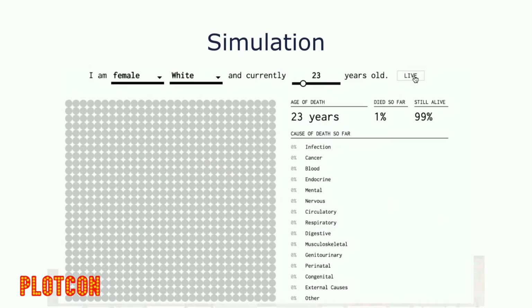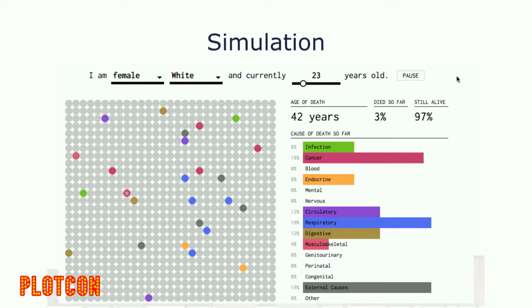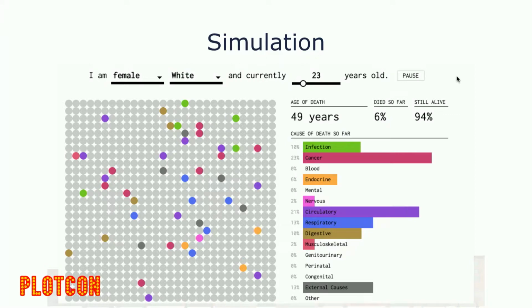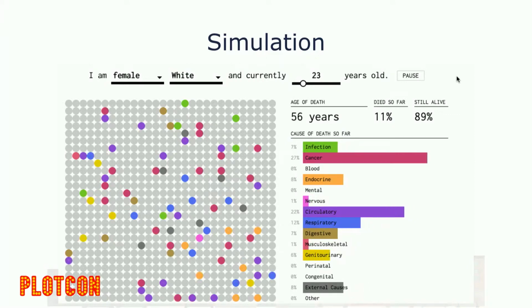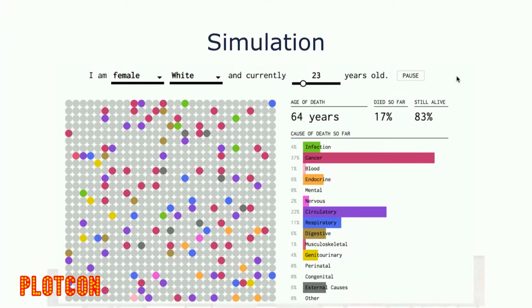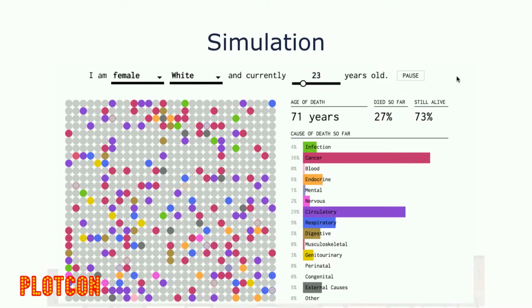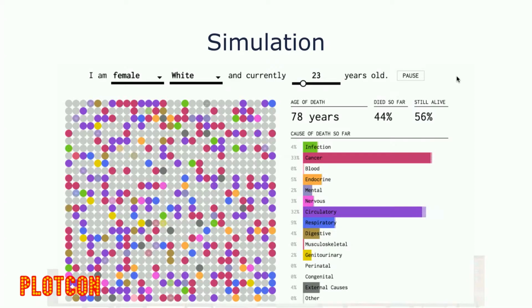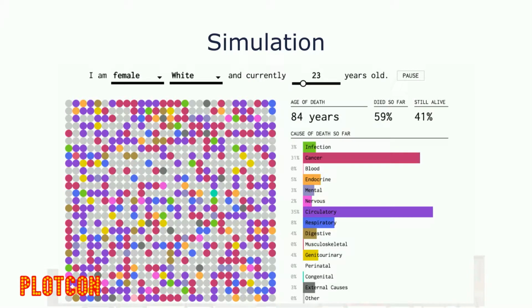You can see when it just starts off, it's mostly external causes because the people are young in this case, and then as time continues, as we get to 60, 70, 80, 90, 100 years, cancer becomes more likely and circulatory problems become more likely.